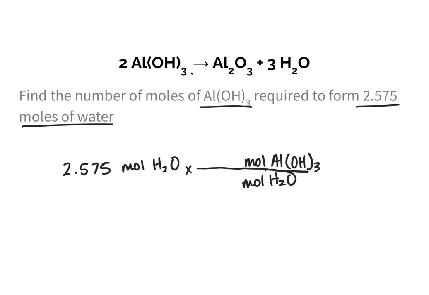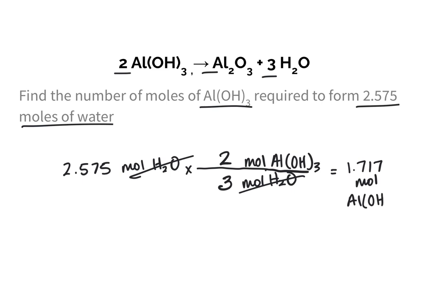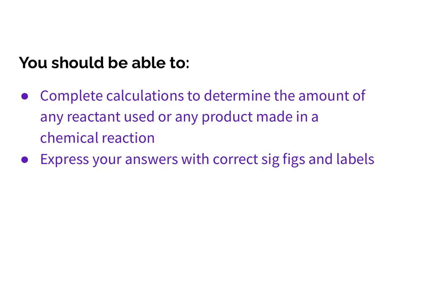So if I look at my coefficients here, boom, boom, boom, 3 moles of water for every 2 moles of Al(OH)3. So moles of H2O will cross out. Now I just have to take 2.575 times 2/3. You can either multiply everything across the top, then go back and divide, however you want to do it. But the answer you should get is 1.717 moles of Al(OH)3. So hopefully by now you understand how to use those mole ratios as a conversion factor. That's really all they are, and how to convert moles of one thing to moles of another.